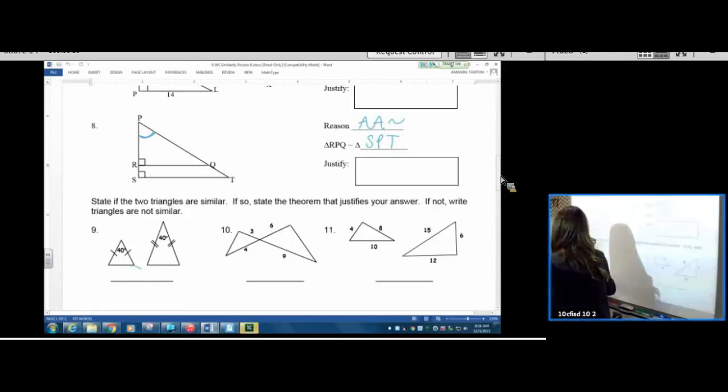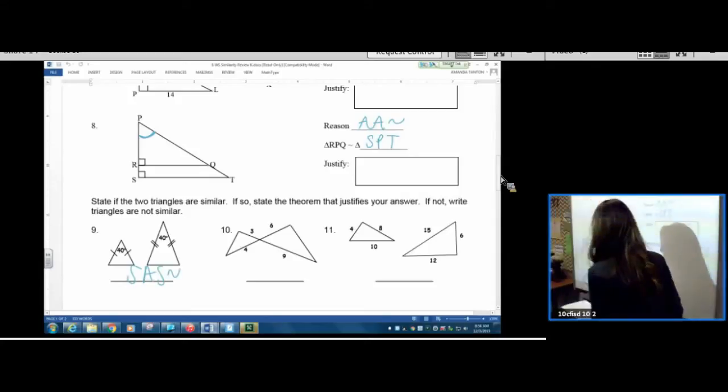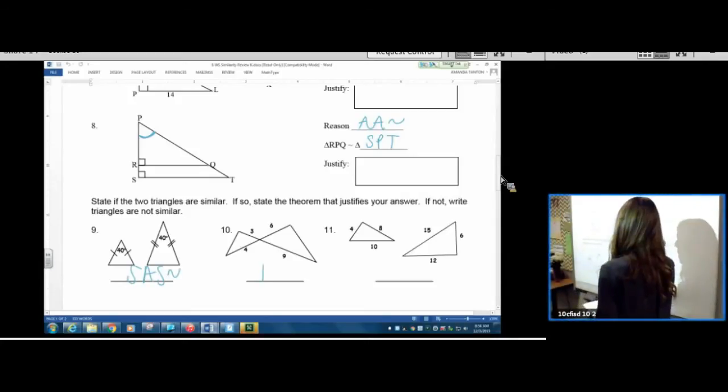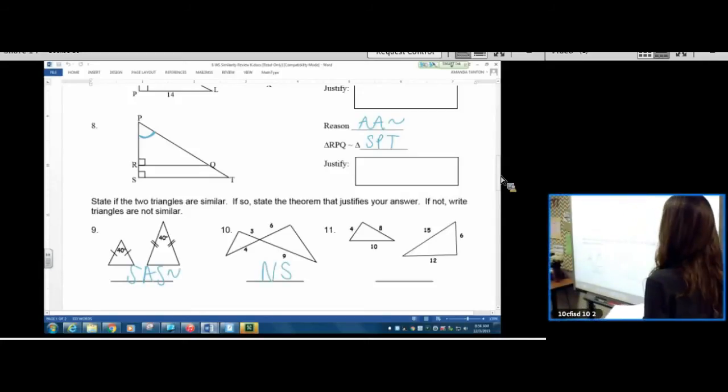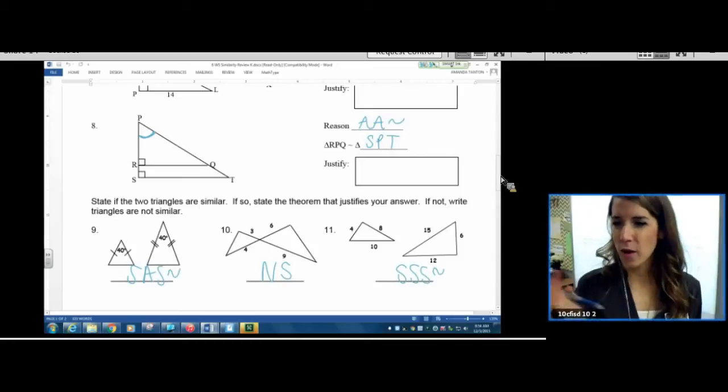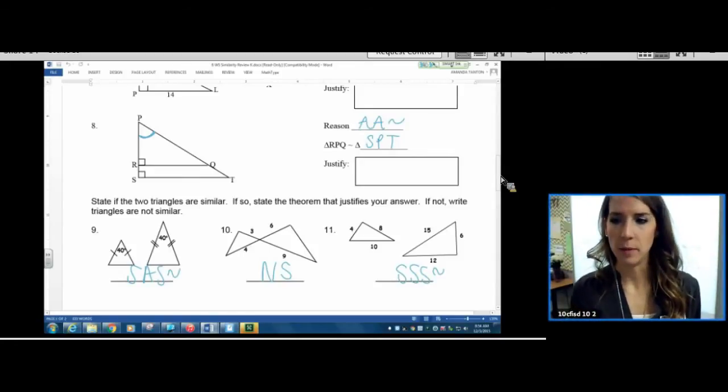This one you've seen multiple times. You've seen this picture. Side, angle, side, not similar or none. And this one, the sides are proportional. How do you know on number 11 which sides to match up? How do you know?